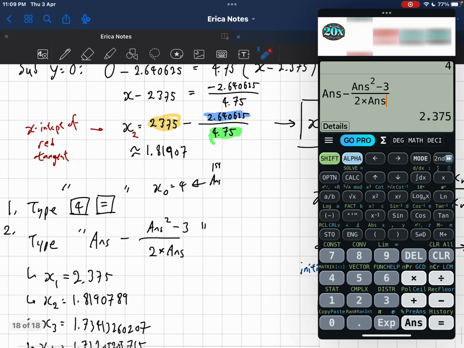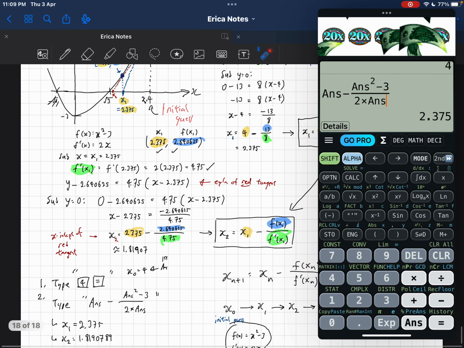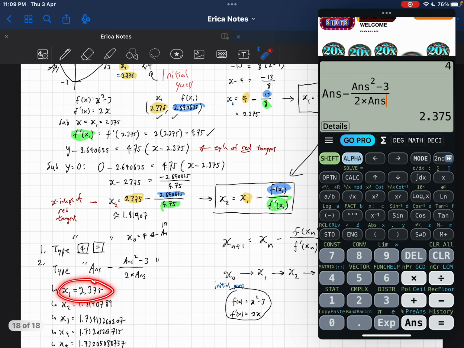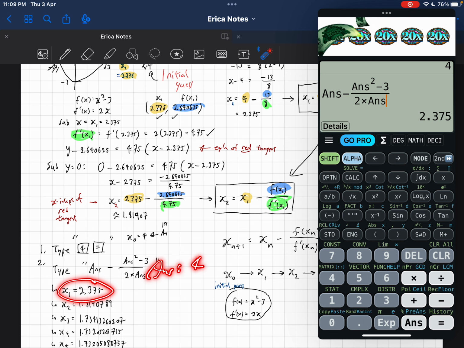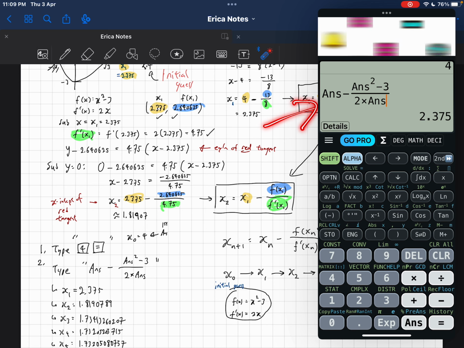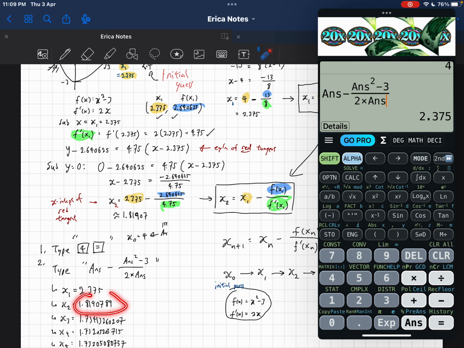Then you also realize that it's just 2.375. That's the value that we got just now. Okay, good. So x1 is 2.375. You started with x0, which is the ANS 4. ANS was 4. Then when you type this in the calculator, the calculator will automatically replace the ANS with the previous value 4. Now how do you get the x2, 1.8190789?